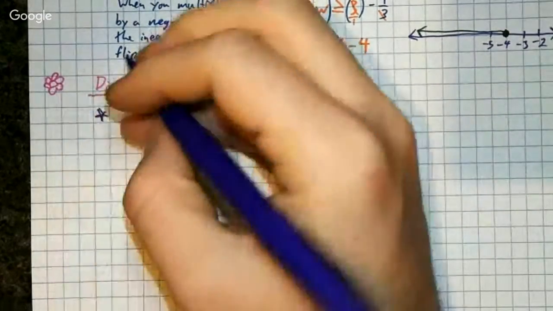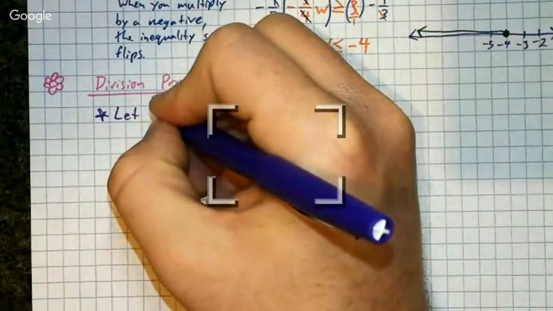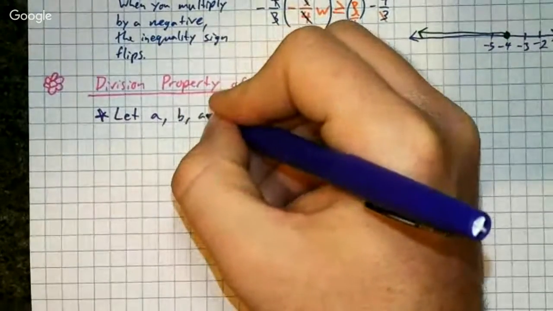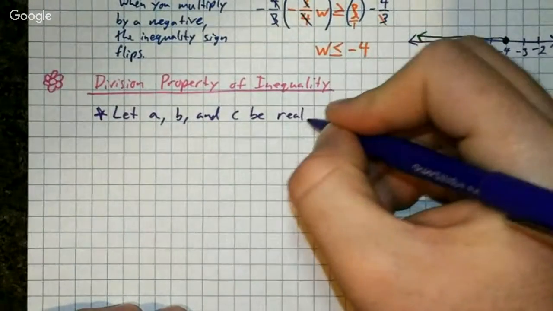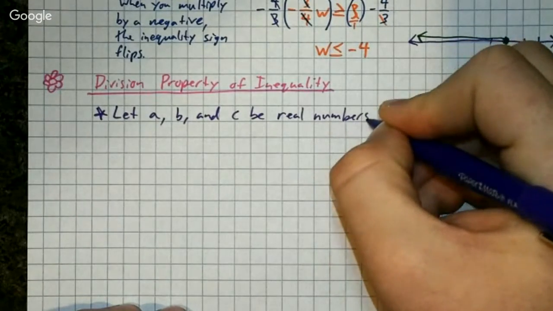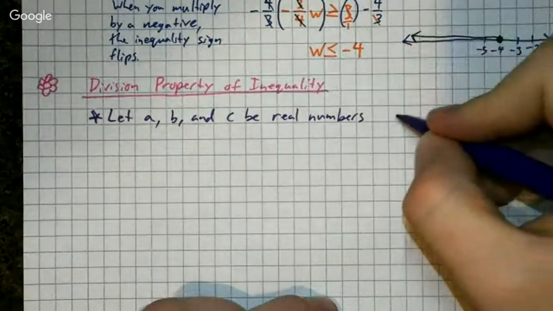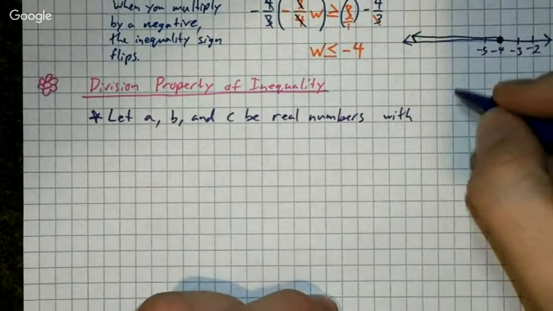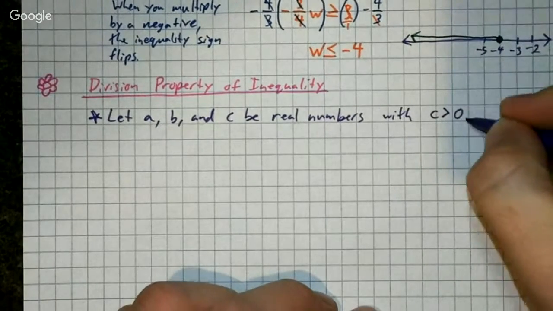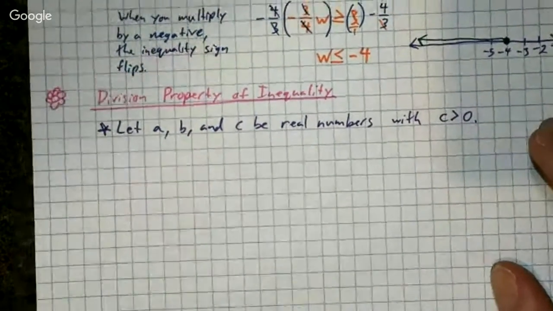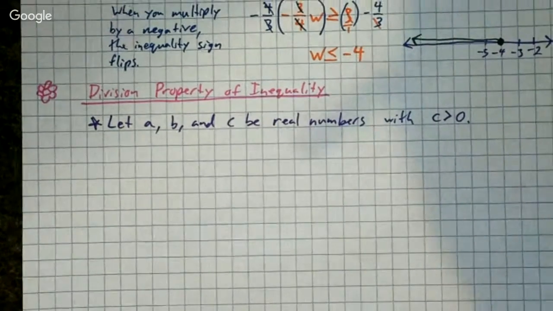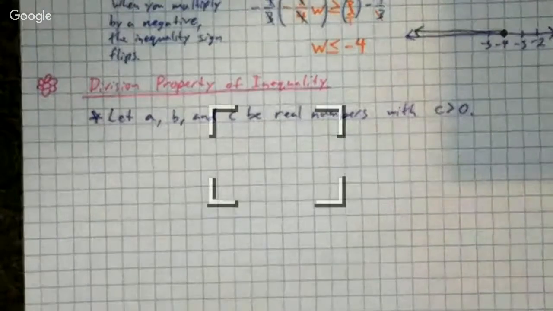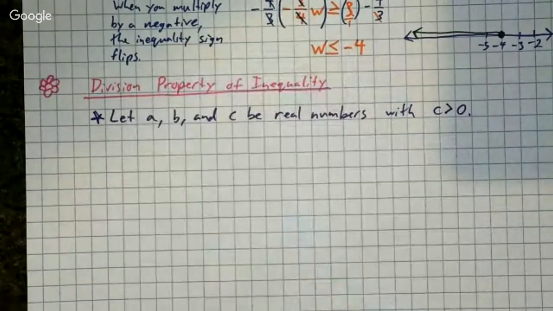The main idea is you're going to let A, B, and C be real numbers with C being greater than 0. It's exactly the idea that we wrote down in our multiplication property. So we can see that similar rules are going to apply. So let's go ahead and write that down.